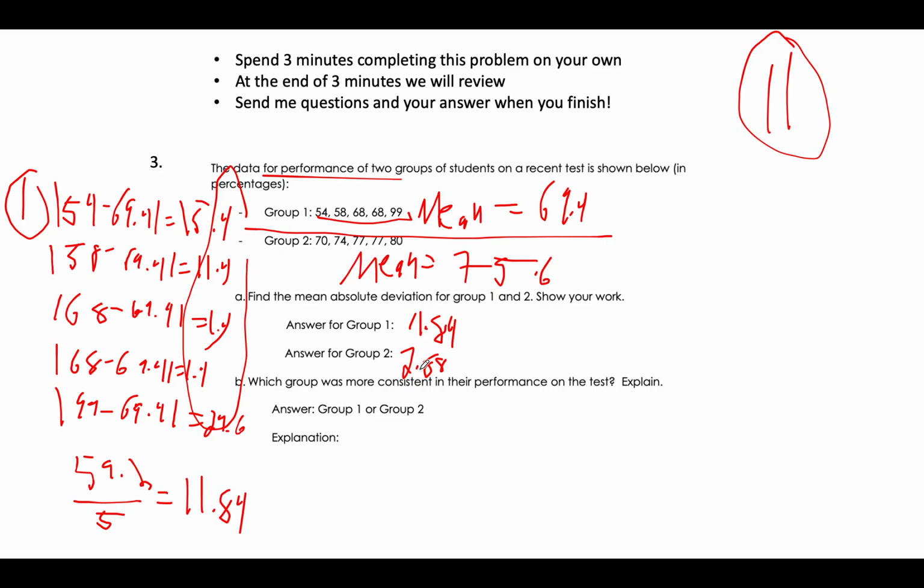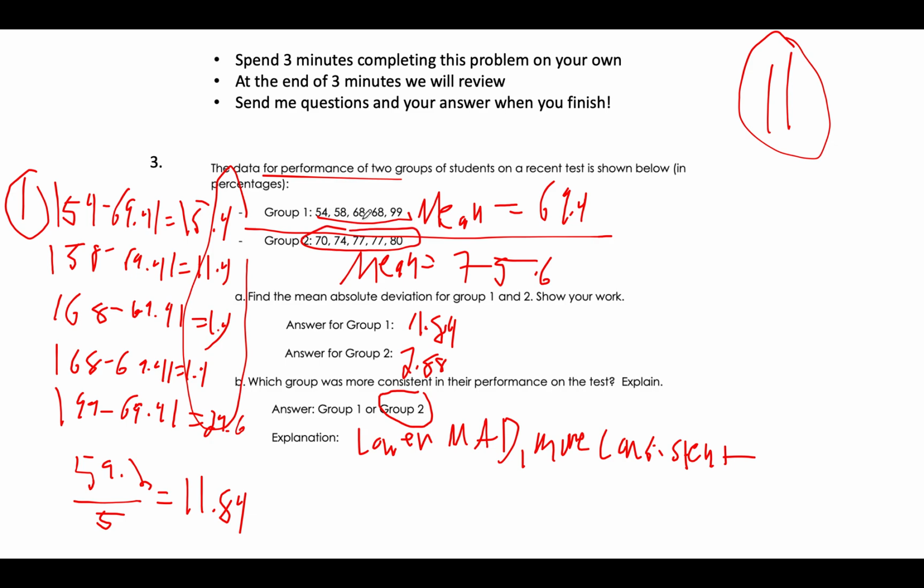So we're asked which group is more consistent in their performance on the test, and to explain. So it's going to be group 2. A lower MAD means that they are more consistent with the data that they found. We can also see here that the numbers are a lot closer together. Here we have 54, 58, 68, 68, and 99. This person's clearly less consistent as a test taker than the people in group 2.